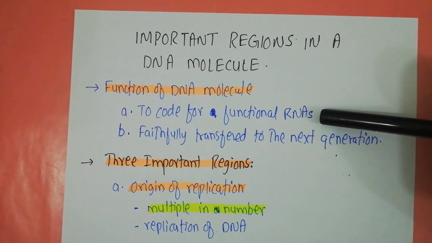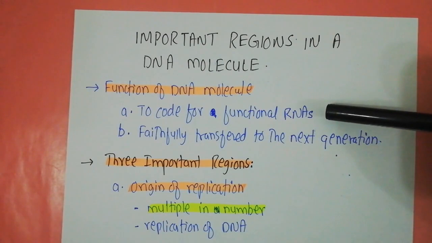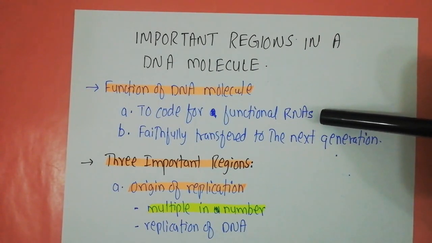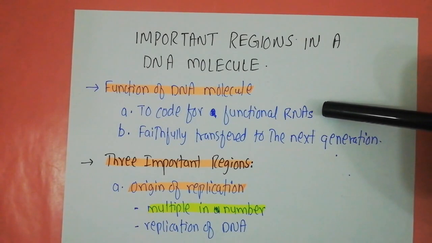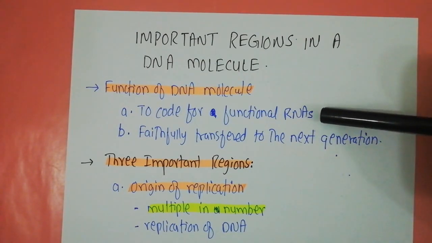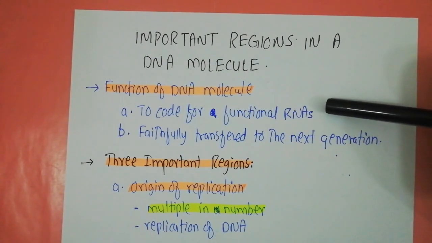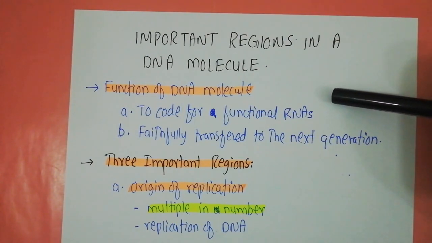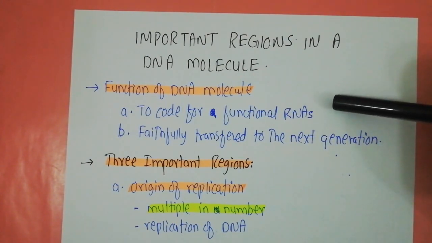When you talk about functional RNAs, that means there are genes present in the DNA molecule, and when those genes are transcribed, they code for the functional RNA. For example, messenger RNA is a functional RNA responsible for making proteins. The ribosomal RNAs are the structural subunits of the ribosome, which is the machinery for the formation of proteins.